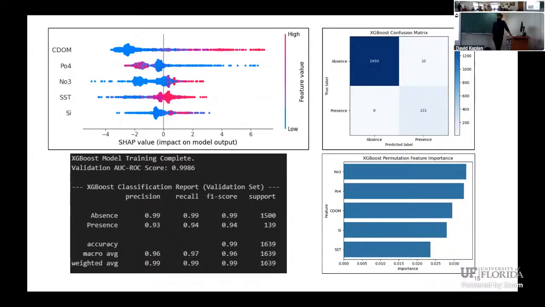And the classification report shows that if you look at the 0.99 value, out of all the absence points, the model has 99% accuracy of detecting the absence points.